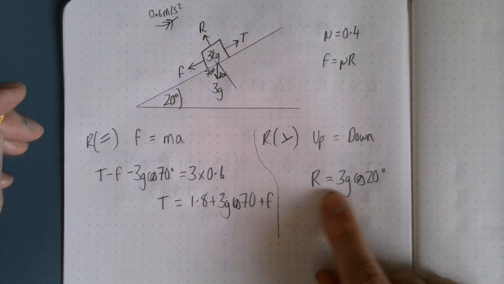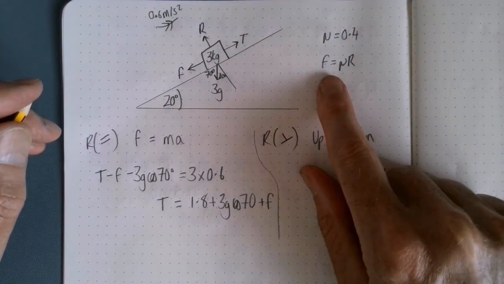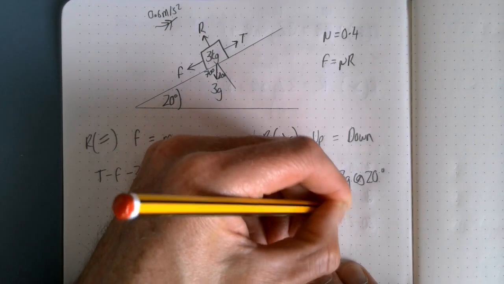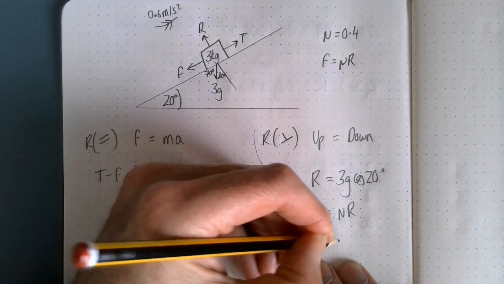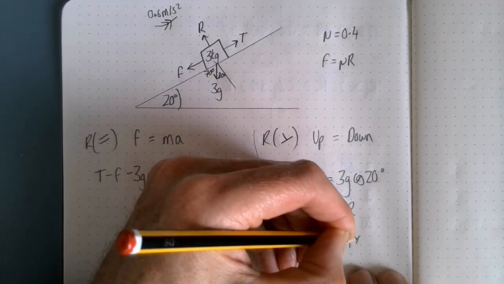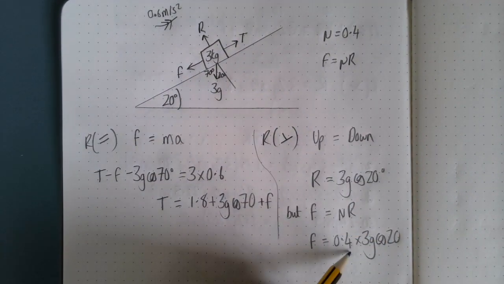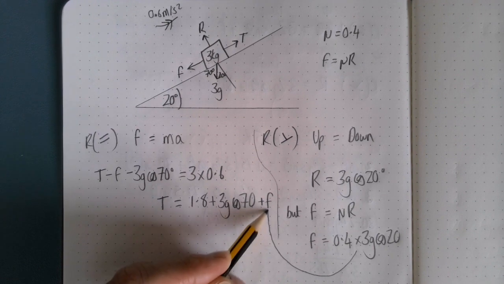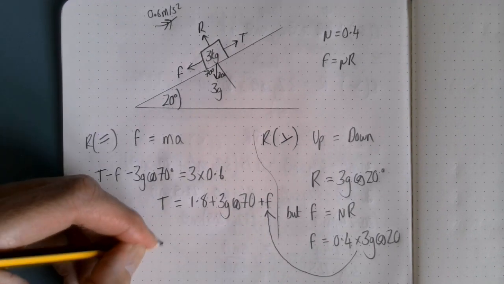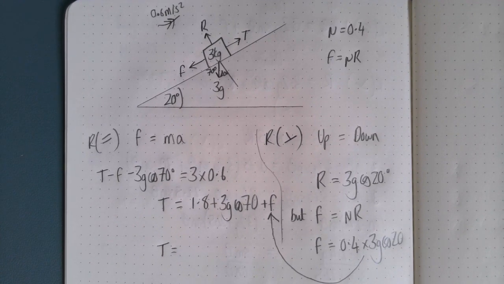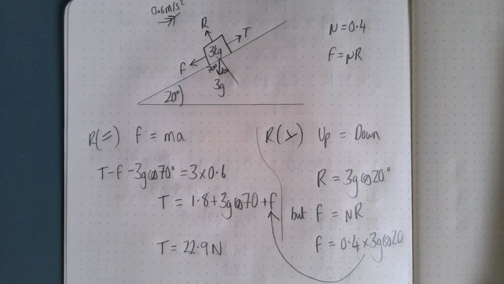So we've got an expression for R here. So I can then say that F is equal to mu R. So F is equal to 0.4 times that. And then I can take that and substitute that in here. And that allows me to actually work out the value of T. Go on, one final pause and see what you get. There we go, 22.9 newtons.